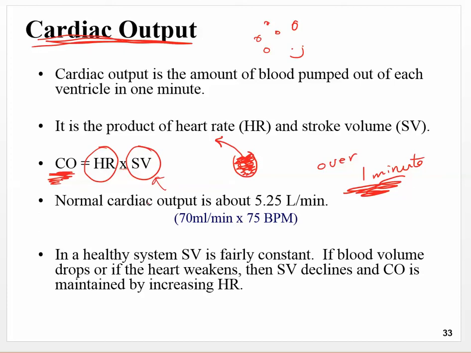Okay, so normal cardiac output is about 5.25 liters per minute, and that's really 70 milliliters. Actually, that doesn't need to be 70 milliliters per minute. That's just 70 milliliters times 75 beats per minute. That's how we got that number. So in a healthy system, stroke volume is fairly constant. If blood volume drops or if the heart weakens, then stroke volume declines, and cardiac output is maintained by increasing heart rate.